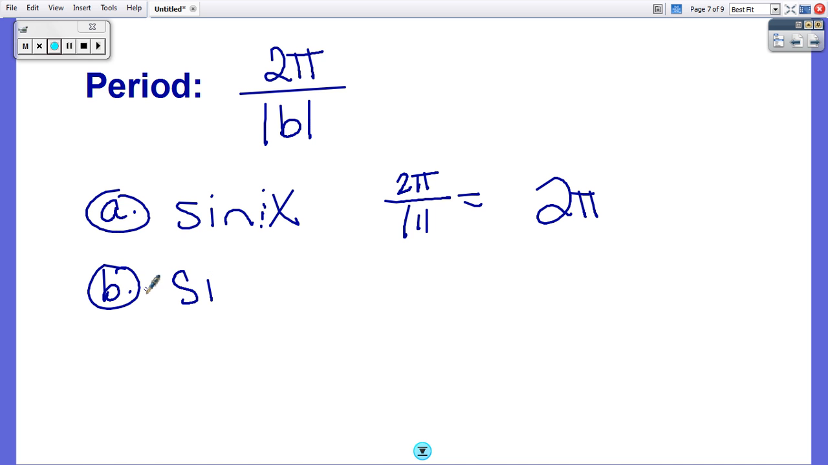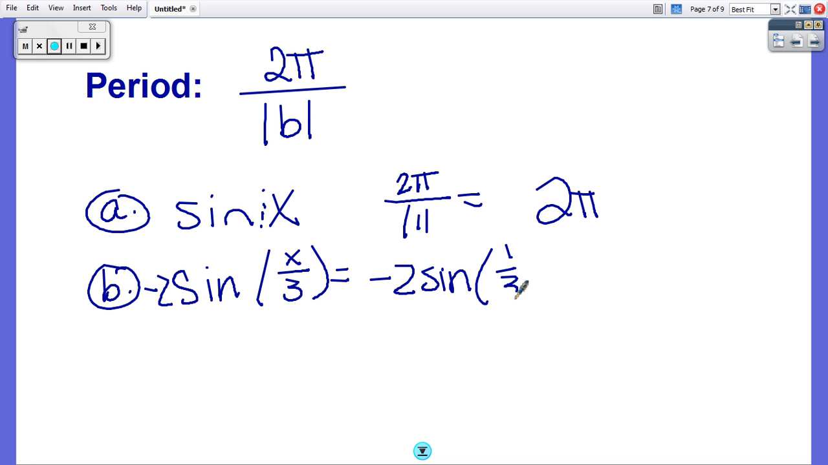Our next example is going to be -2 times the sine of x over 3. Well, we can really write this as -2 times the sine of 1/3 times x. I want to make sure that we all recognize that x over 3 is 1/3 times x. So that means that my period now, if I'm using this formula, is going to be 2 pi divided by the absolute value of 1/3.